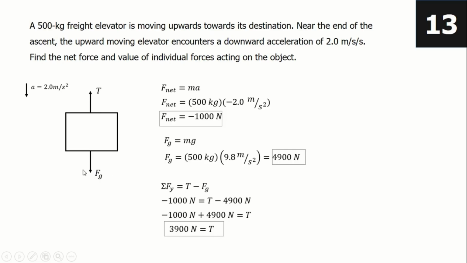Again, my weight is greater than my tension. That's why there is an unbalanced force directed downwards, and the elevator is accelerating downwards because of that particular unbalanced force.